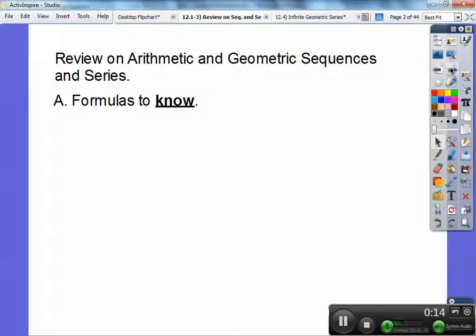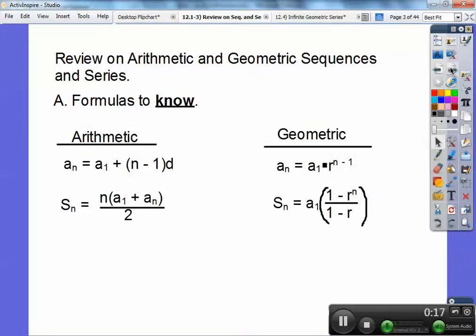Okay, so here's some formulas you got to know. For arithmetic, your nth term is your first term plus n minus 1 times d. The sum of the first n terms is n, and then in parentheses a1 plus a sub n, your last term, like if I was going to find my 15th term, whatever that is, and then divided by 2. Geometric: first term times the ratio to the n minus 1 power, and then the sum is the first term times the quantity, numerator 1 minus r to the nth over 1 minus r. I have examples on all of these coming up.